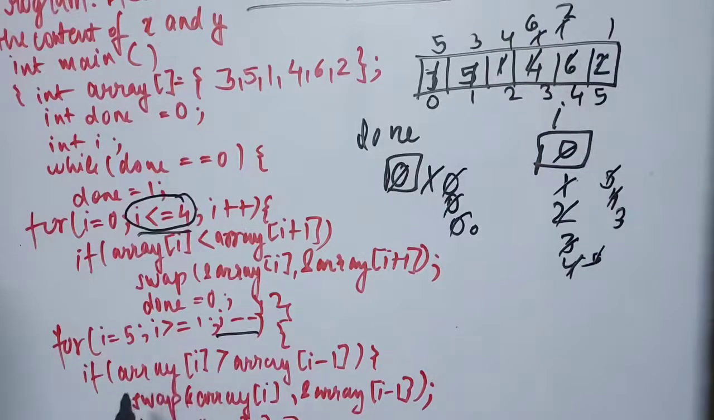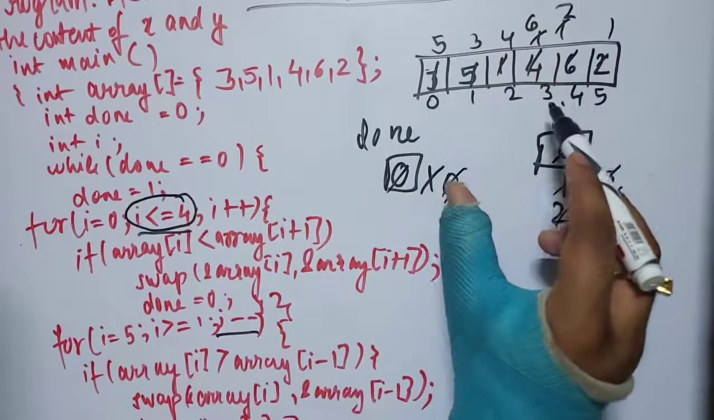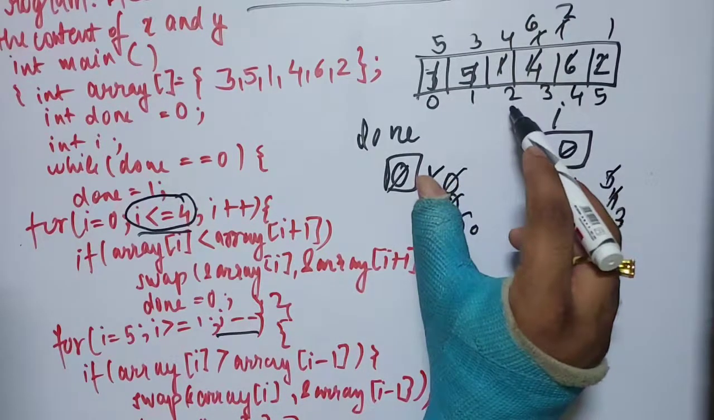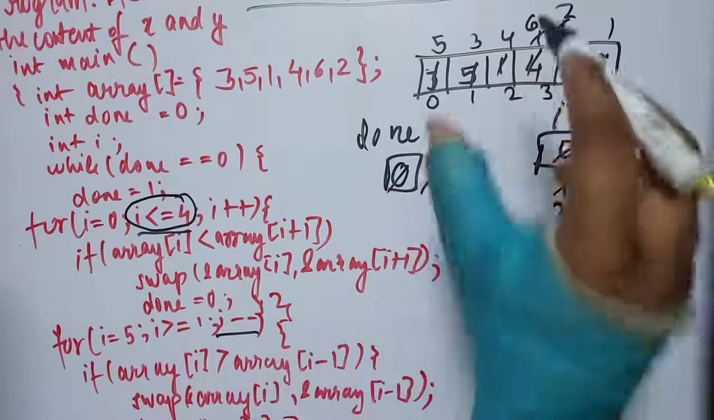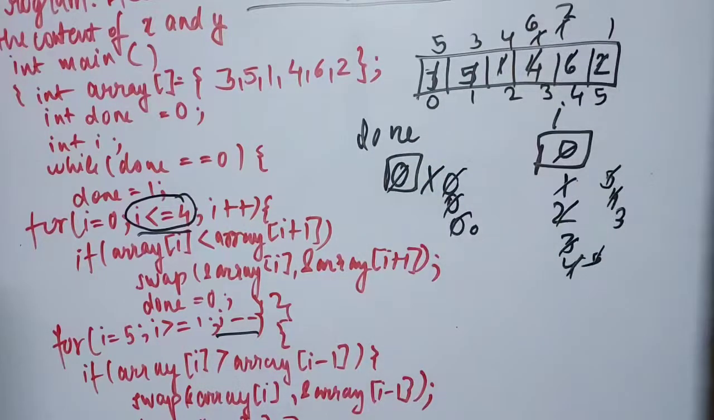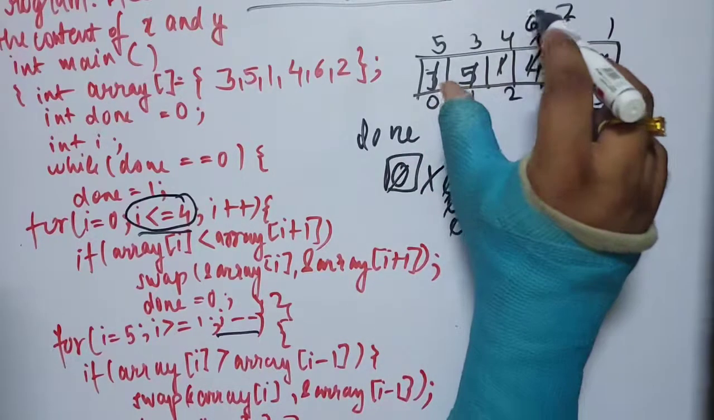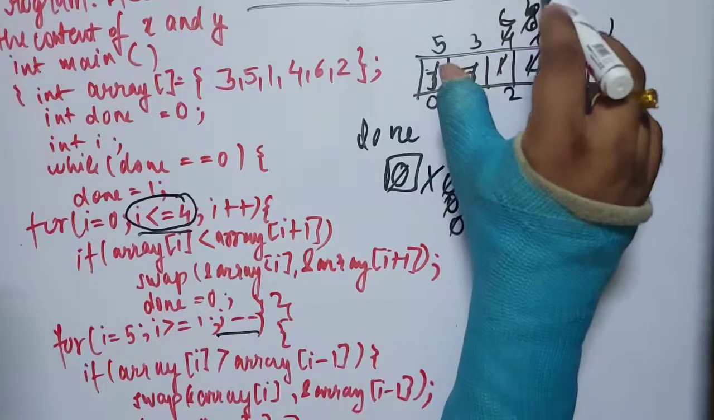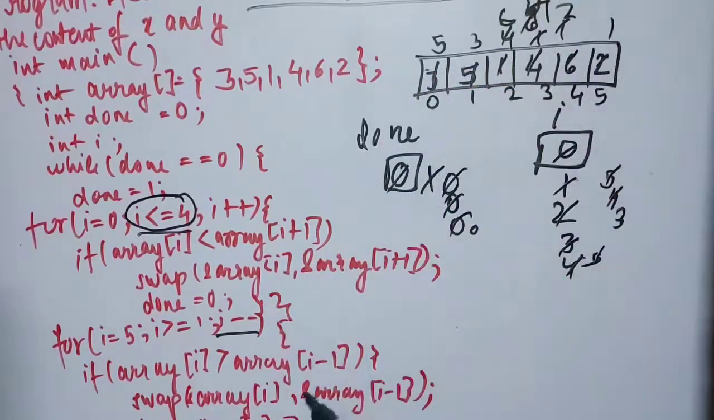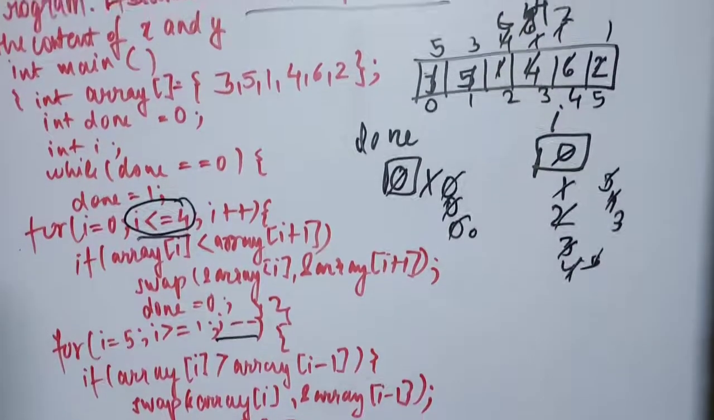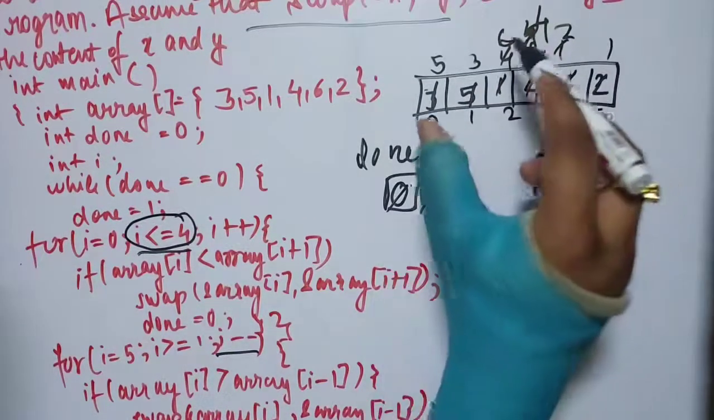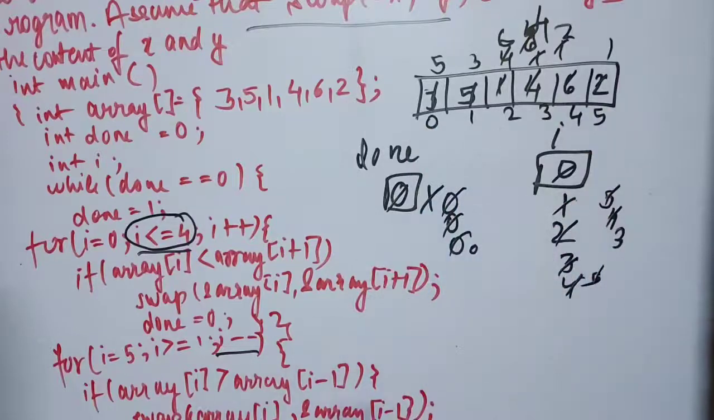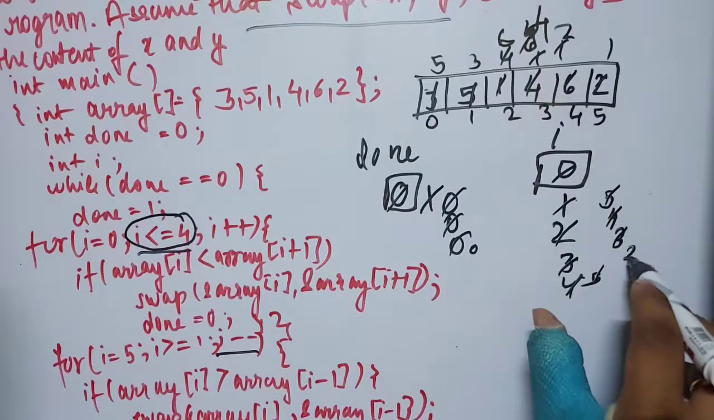Now we will see here if array of 3 is greater than array of 2. Array of 3 here is 6 and array of 2 here is 4. Now 6 is greater than 4. So they will exchange their contents. We are here swapping their values. So 6 comes here and 4 comes here. Now 6 is existing at array of 2 and now I minus minus we will do.